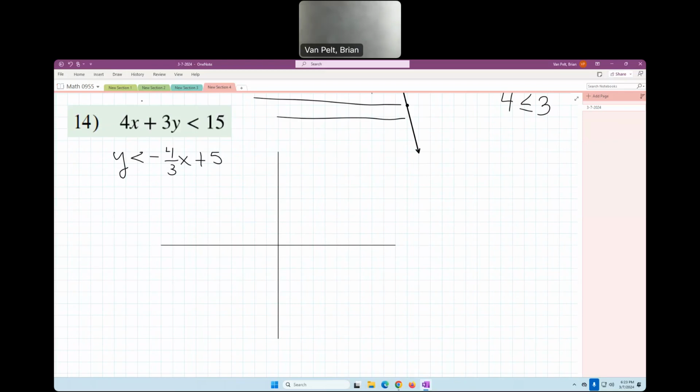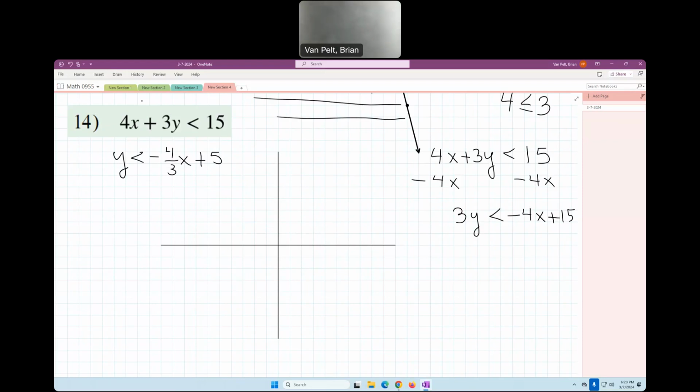Now, let's go through the steps here to show you how I did it. There is a complication, but I haven't reached it yet. Now, we're going to subtract 4x. And then I'll have 3y is less than negative 4x plus 15. I'll put the 4x first because that part's going to have a slope. I want it to look like slope-intercept form. What do you think I'm going to do now?